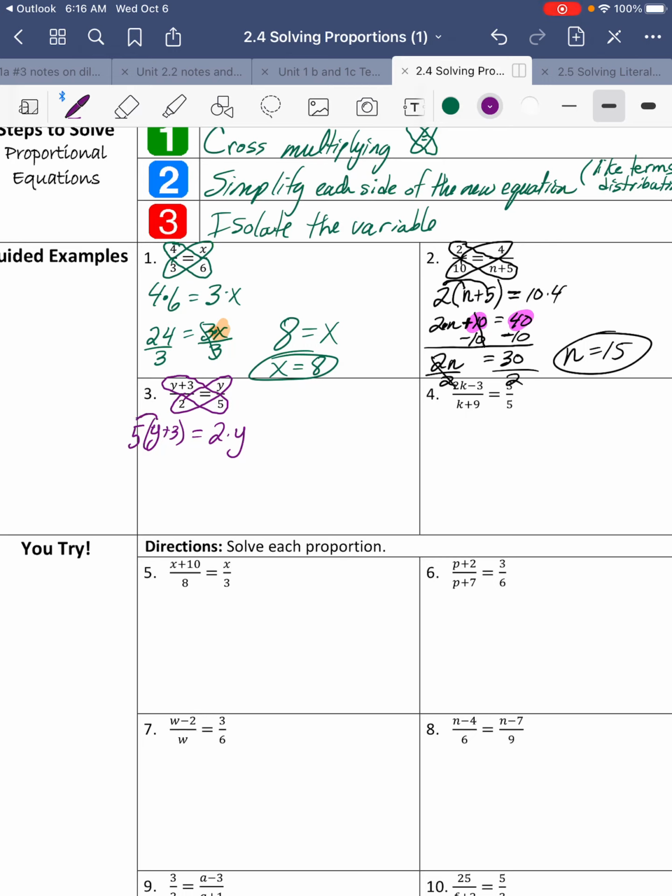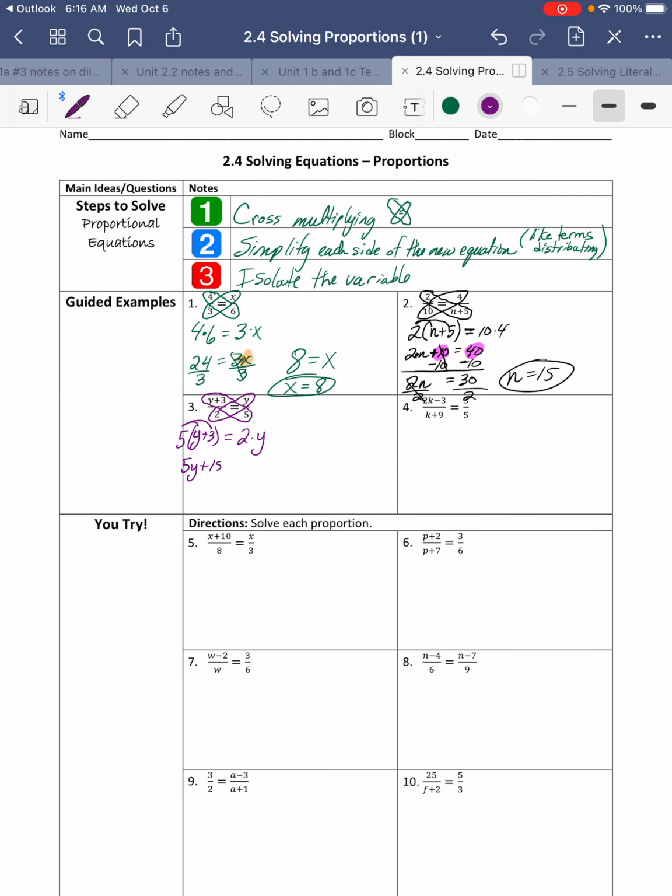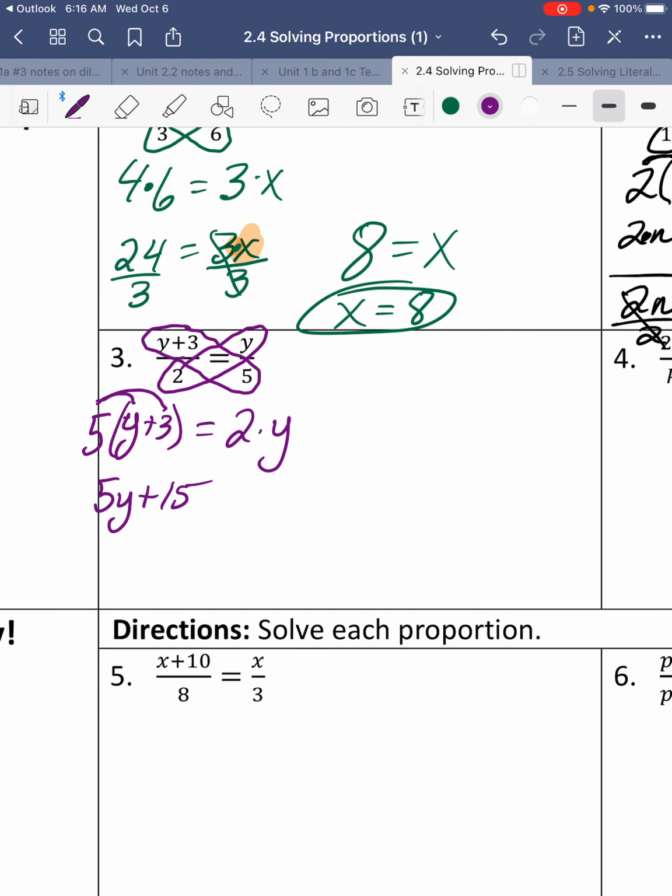Then, if you ever have distributing, that'll always be your next step. 5y plus, 5 times 3 is 15. And that's going to equal 2 times y, which is just 2y. Let's see if we have any like terms. We sure do. We have the 5y and 2y. Those are our like terms, so that's where our concentration is next.